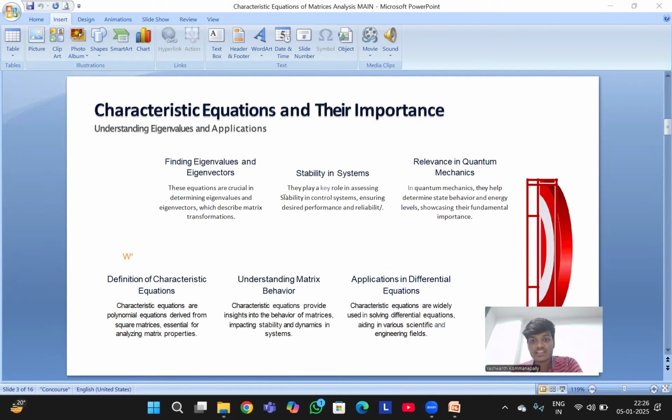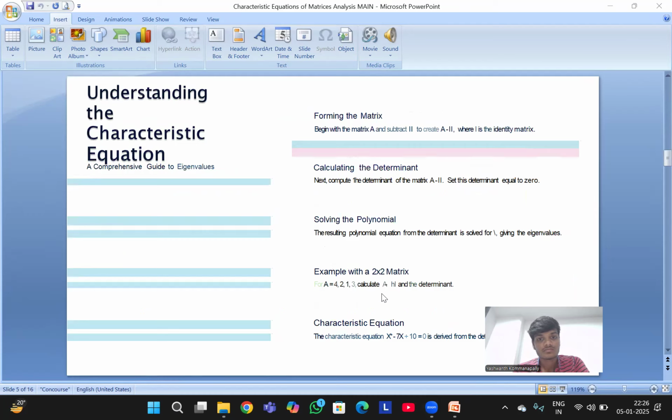Applications in differential equations. In differential equations also, characteristic equations are widely used for solving differential equations and aiding in various scientific and engineering fields. In engineering fields also, the characteristic equations are very important. Understanding the characteristic equation, a comprehensive guide to eigenvalues.